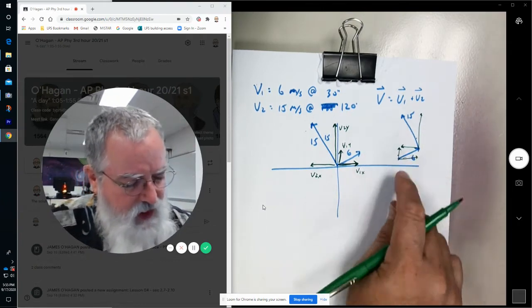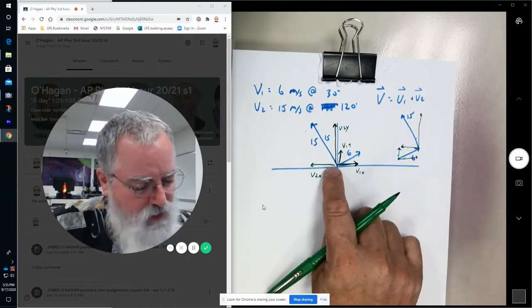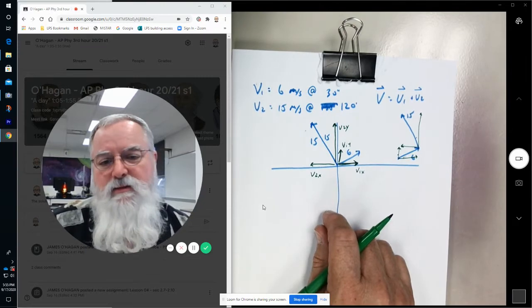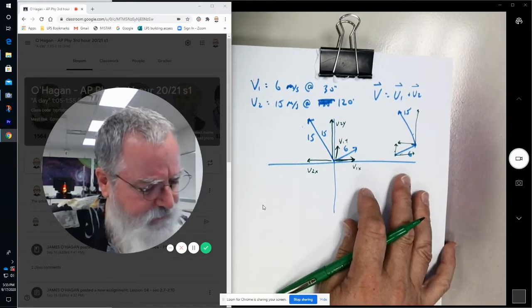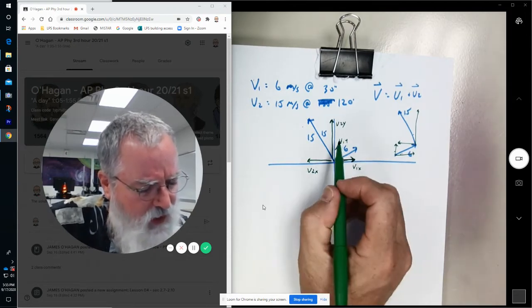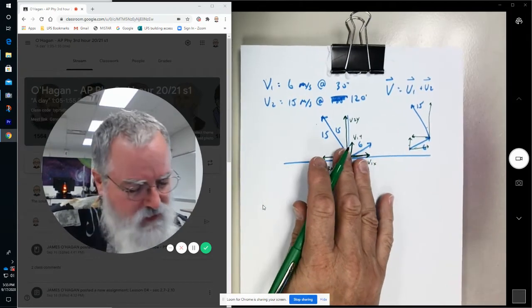So it doesn't matter if you draw one coming right after the other, or if you draw them all out of the same spot. Doesn't matter. And once you get the hang of this, you won't even draw them. You just do it. Okay, so here we go. I'm going to solve for all these chunks, and I'm going to make a little table of values.